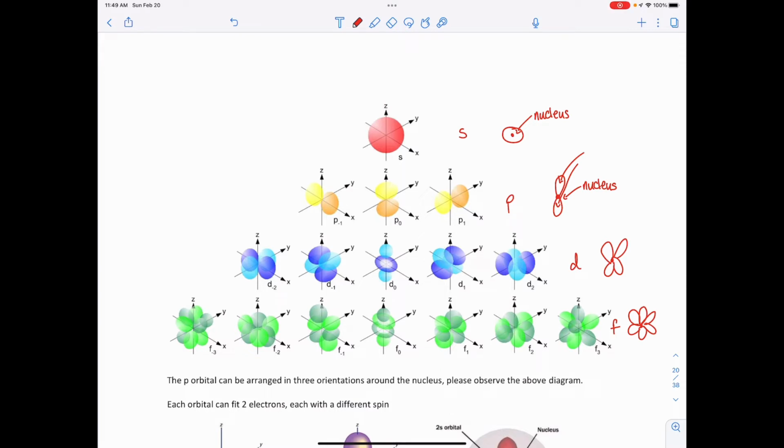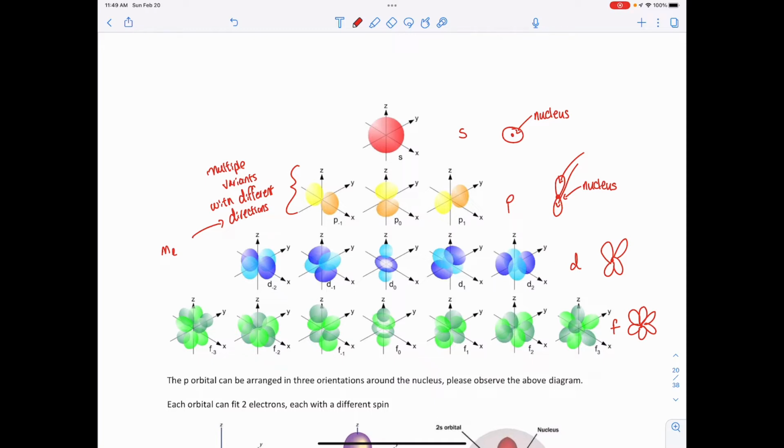You'll notice that for the p, d, and f orbitals, there are multiple variations. So even though I have a p orbital, I could have multiple variants with different directions. And once again, the different directions are determined by your magnetic quantum number, the m subscript L, which determines the different directions of the orbitals.